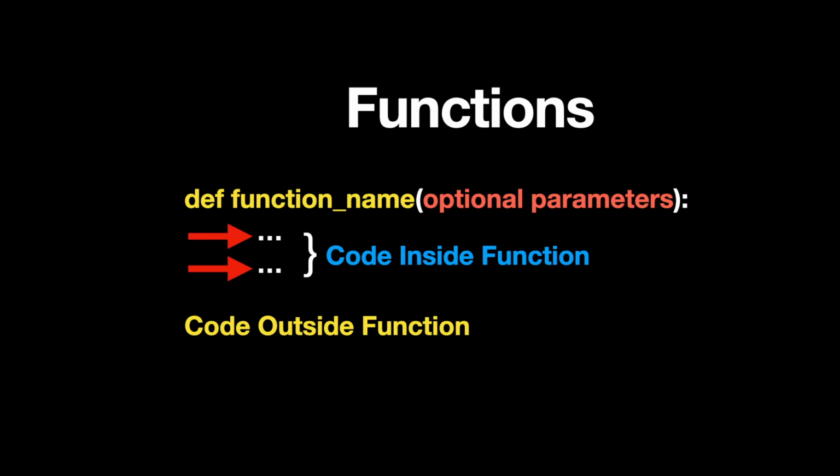All the code which belongs to that function goes into that indentation. Once you are outside the indentation, that is, your indentation level is the same as the def keyword, it means that those lines of code are outside the function. Now it is time to define our very own first function.